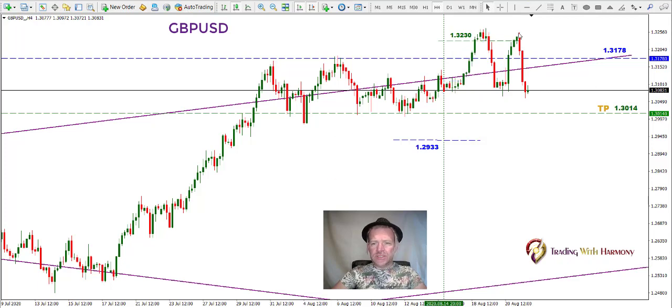So okay, for this week then I'm looking for price to come back up to the underneath of this part of our ascending channel, and come down one more time and hit our TP at the 1.3014.